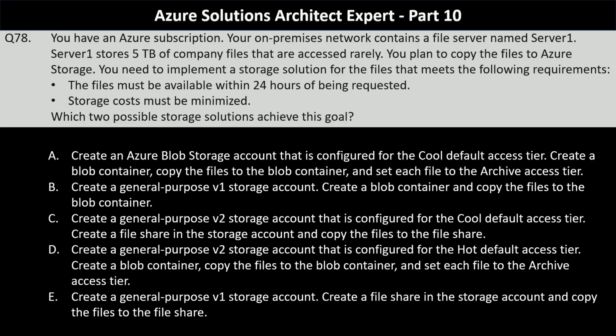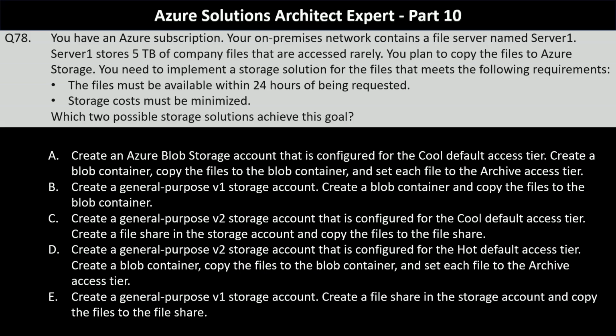Fourth option is create a general purpose V2 storage account that is configured for the hot default access tier. Create a blob container, copy the files to the blob container and set each file to the archive access tier. And the final option is create a general purpose V1 storage account. Create a file share in the storage account and copy the files to the file share.